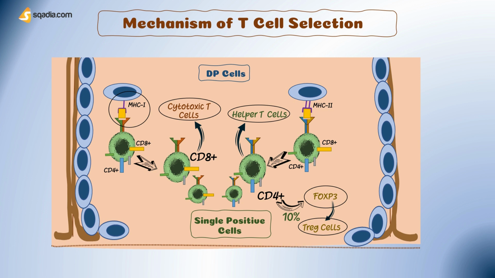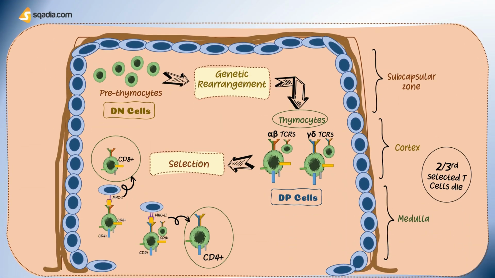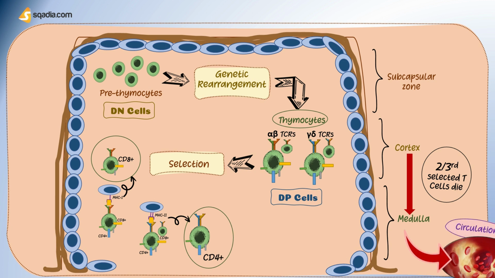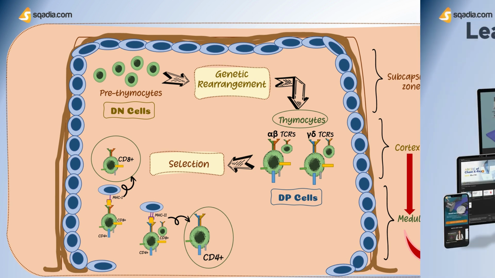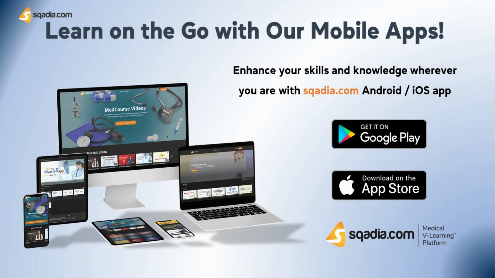So, this was the detailed mechanism of T cell development and selection. You can get a full picture from this slide. It has been estimated that 2/3 of the cells that survive positive selection in the cortex are subsequently deleted by negative selection in the medulla. Consequently, a very small number of the original thymocytes emerge into the periphery as mature T cells. So, this was all about the development and selection of T cells.